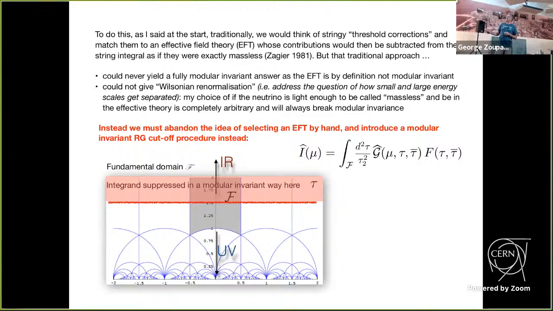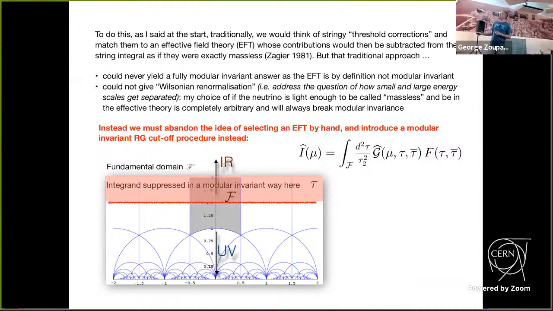And again, we have to then differ from what people normally do in string phenomenology, because normally what you do is you calculate a string. You calculate the whole thing, you notice that there's something diverging. It's diverging because the state is massless or light, so you then extract that thing, you subtract it, you say, this is my effective theory. What's left, I'm going to call a threshold correction. So that's what you typically do to try and separate things. In the string theory, you see that operation breaks modular invariance, so I'm not going to do that. I'm not allowed to do that if I'm going to preserve modular invariance.